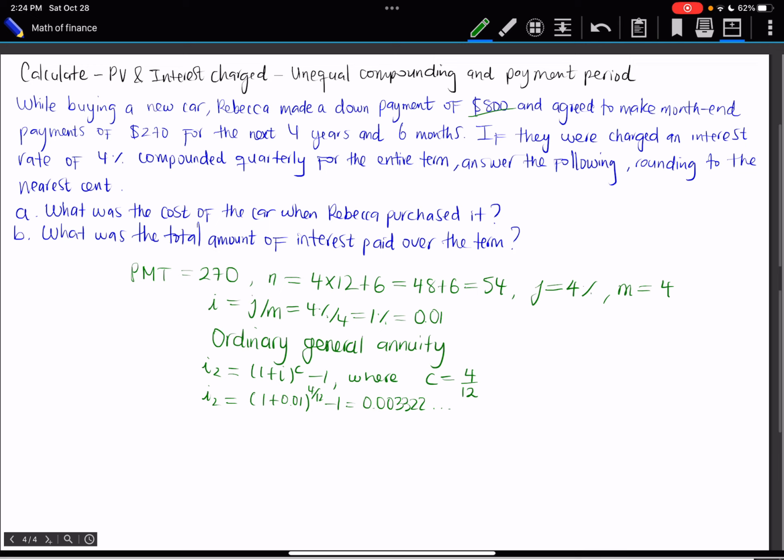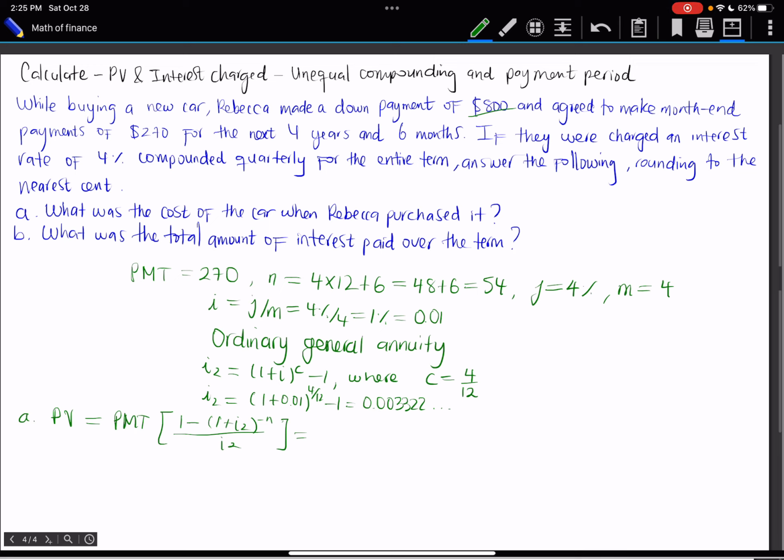Now, let's work on part A of this problem. We want to know the cost of the car when Rebecca purchased it. That means the present value of Rebecca's car. The present value can be found by using the ordinary simple annuity formula with the new periodic interest rate. So we have PMT times 1 minus 1 plus I2 to the negative n, divided by I2.